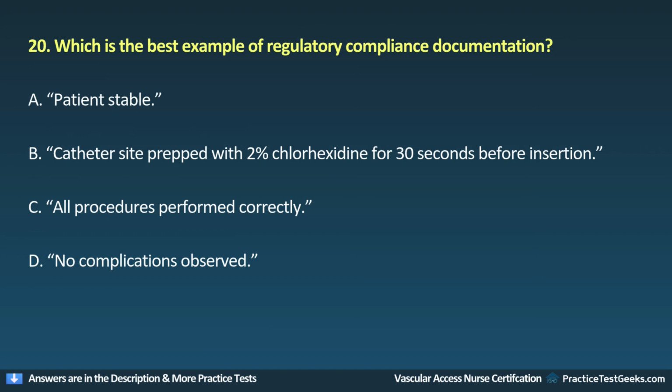20. Which is the best example of regulatory compliance documentation? A. Patient stable. B. Catheter site prepped with 2% chlorhexidine for 30 seconds before insertion. C. All procedures performed correctly. D. No complications observed.